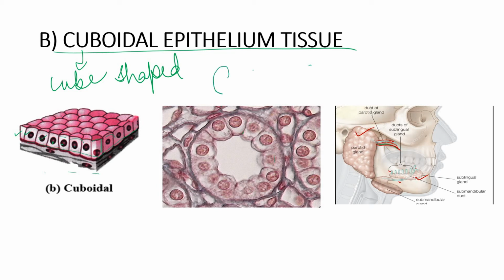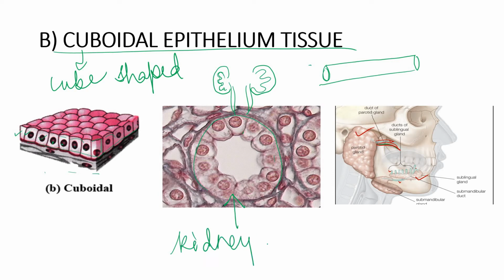They are present, suppose this is the kidney and you have several tubes here. So these cube shaped cuboidal epithelium tissue are present at the inner lining of the kidney. Tubes are like this, round cylindrical in shape. So this picture is about the kidney tubules. You can see this cuboidal epithelium tissue present here, cube shaped.